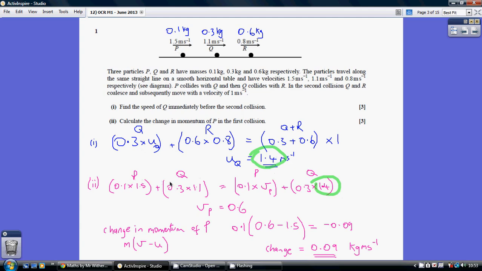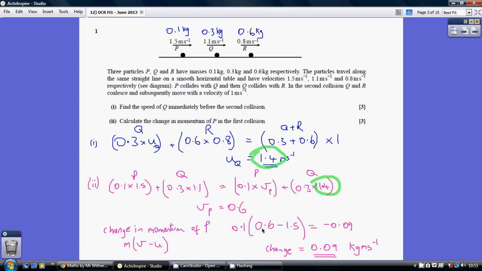So substituting in, our momentum before the first collision: for P it's 0.1 times 1.5, for Q it's 0.3 times 1.1. We don't know the speed of P after the collision yet, but we do know the speed of Q after the first collision, which we're just using from part 1. So our only unknown is the speed of P after the first collision, and we can work that out to be 0.6.